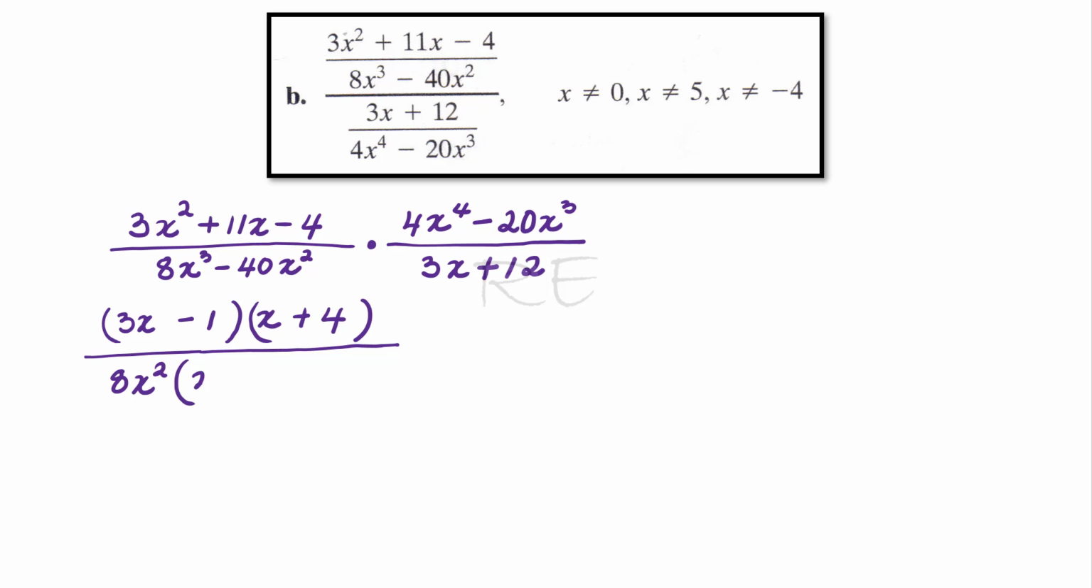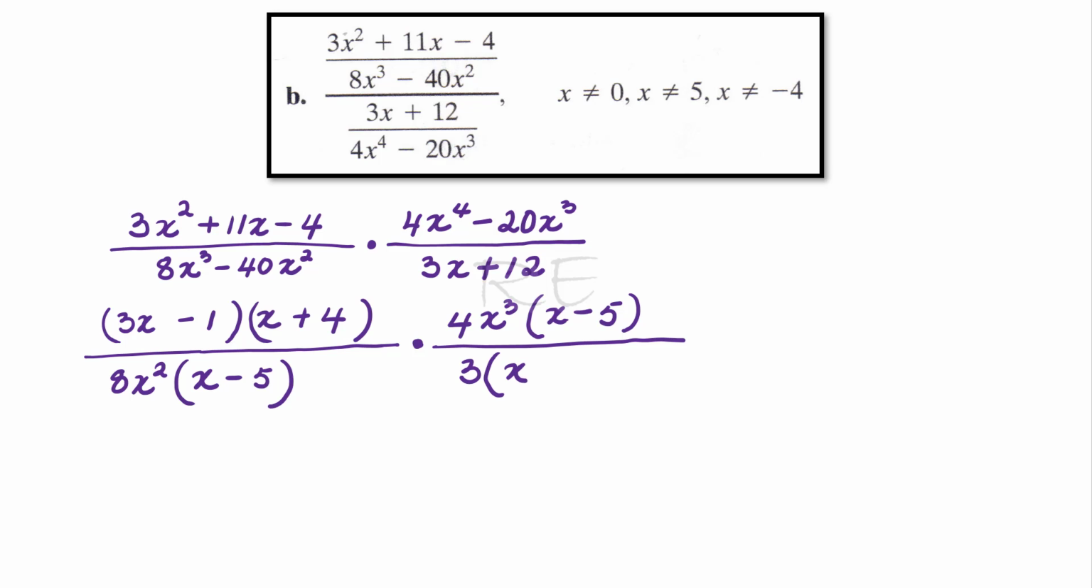8x squared is the greatest common factor of the denominator, and the other factor is x minus 5. The greatest common factor is 4x cubed, and the numerator is 4x cubed times x minus 5. Greatest common factor between 3 and 12 is 3, and we're left with x plus 4.